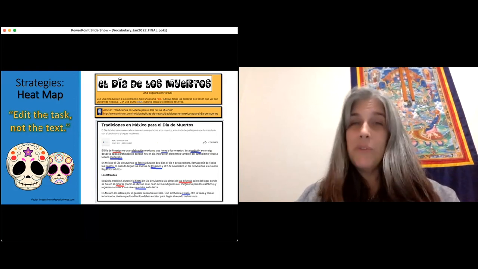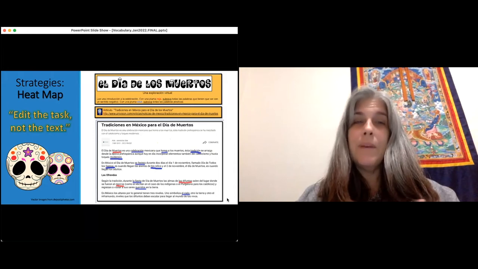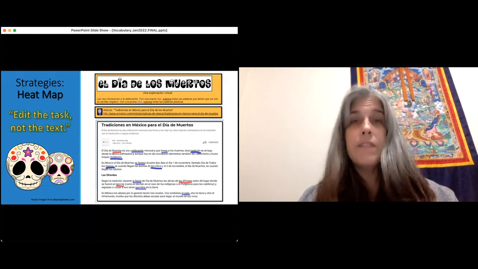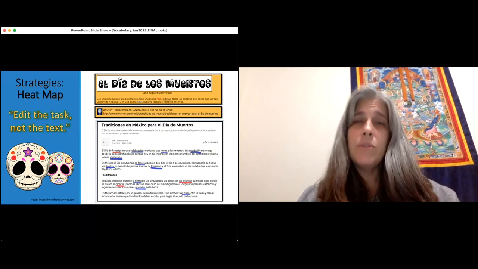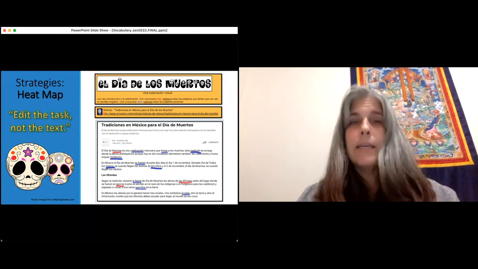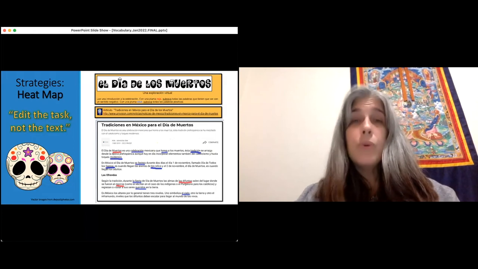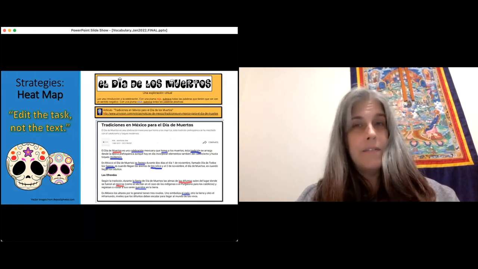This is a particular reading from a newspaper that students will access. I don't fully expect them to understand all of the language in this reading. So what I ask them to do is to go home and read it and to underline or highlight words that they interpret as positive in blue, and words that they interpret as negative in red.